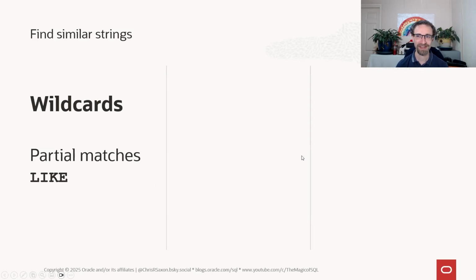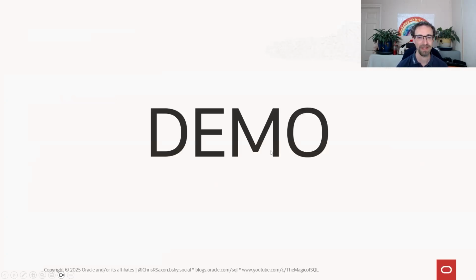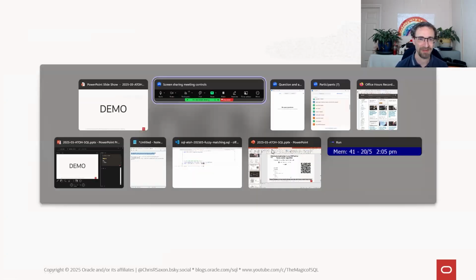So that's three things we're going to look at to start off. We're going to look at wildcards, we're going to look at encoding with SOUNDEX, and we're going to look at using changes. And we're going to use the UTL match package, which has some functions in there to actually count the differences and compare strings. So at this point, let's just jump into it. Let's look at the demo, and I'll bring things up here.